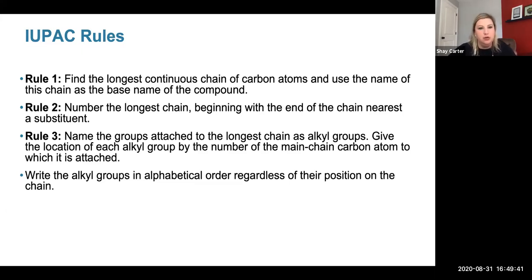And then we name each group attached to the longest chain as alkyl groups. We give the location of each alkyl group by the number of the main chain carbon atom to which it is attached. This will make more sense when we do it as well. And then we write the alkyl groups in alphabetical order regardless of their position on the chain. So we always put our substituents in alphabetical order. These are not always alkyl groups. It says alkyl groups, but these could be halogens like bromo, chloro, fluoro, okay? We still will put them in alphabetical order.